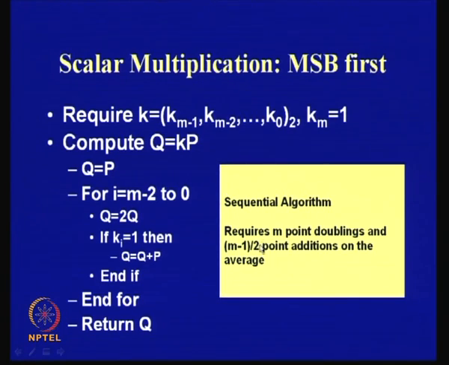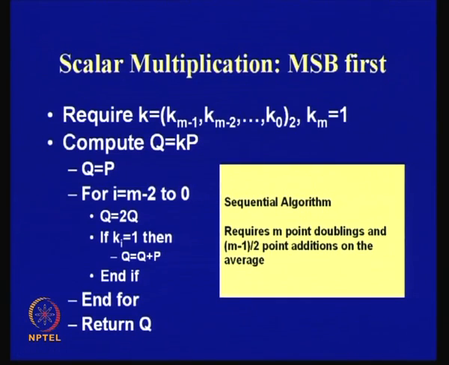If the length is m, it requires roughly m point doublings, because you are always doing a doubling operation. It is actually from m minus 2 to 0, so it is m minus 1, but approximately I have written it just throwing away the constant term. So it requires a number of point doublings proportionate to m.